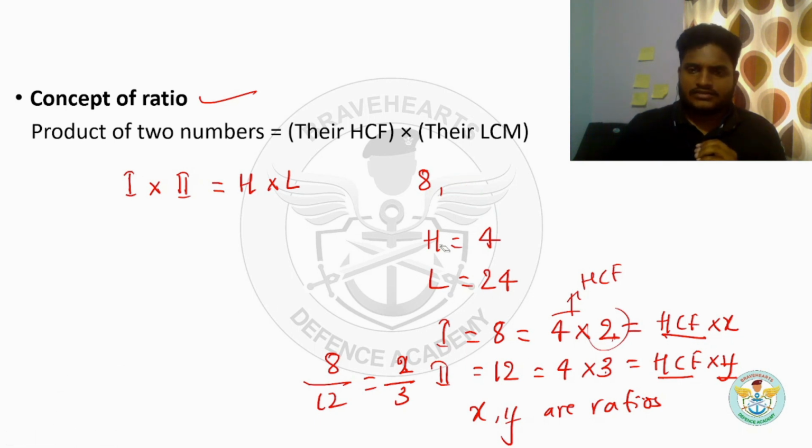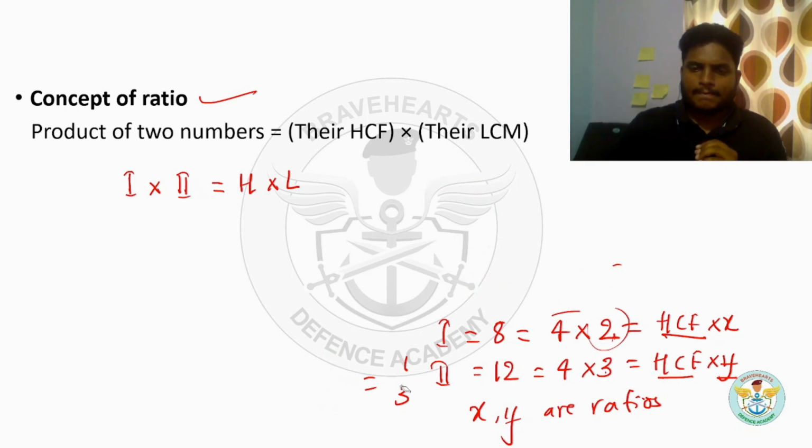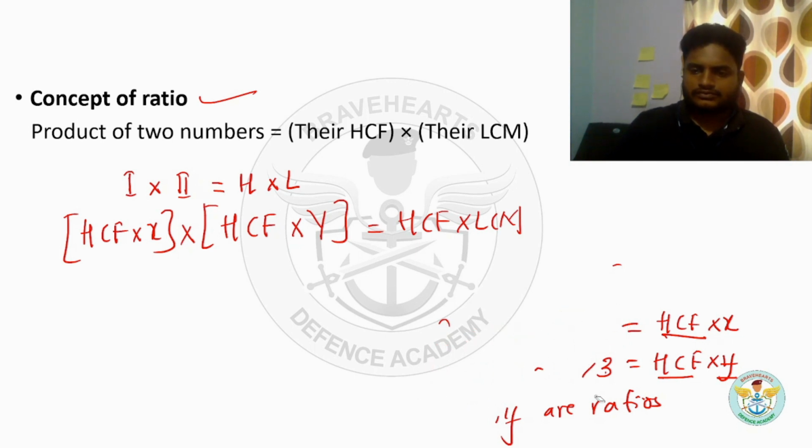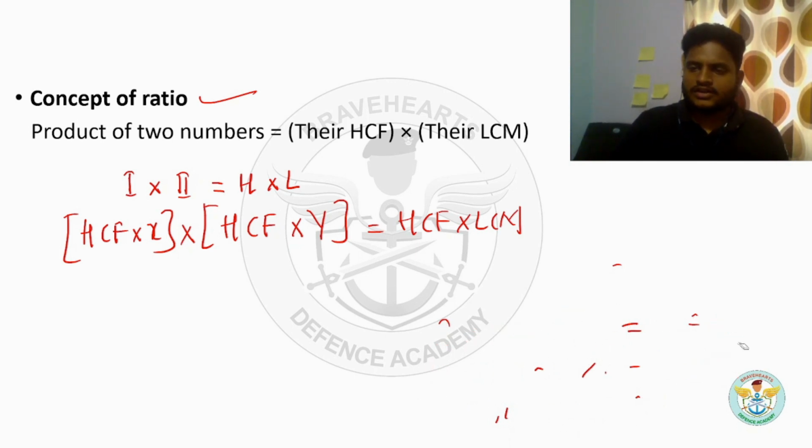If you are clear with this, I'll rewrite this. One second, let me erase all of this. Okay, I'll try to rewrite here. First number can be written as HCF into X according to our formula, and second number can be written as HCF into Y. Let's leave your HCF as it is and your LCM also as it is. Let's erase this part also because I need space to write the further part.